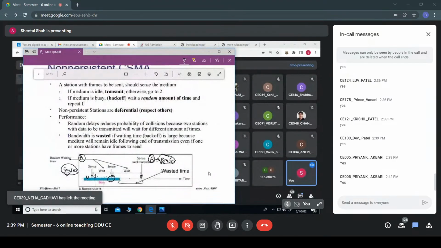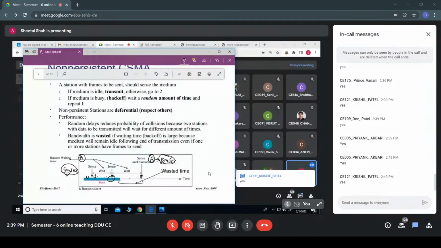It is not continuously sensing the channel. It waits for a random period of time provided the channel is busy. At the end of this waiting time, it would check whether the channel is free. And if it is free, it starts transmitting through the channel, or else it would again wait for a certain period of time. Hope this is clear, everyone.